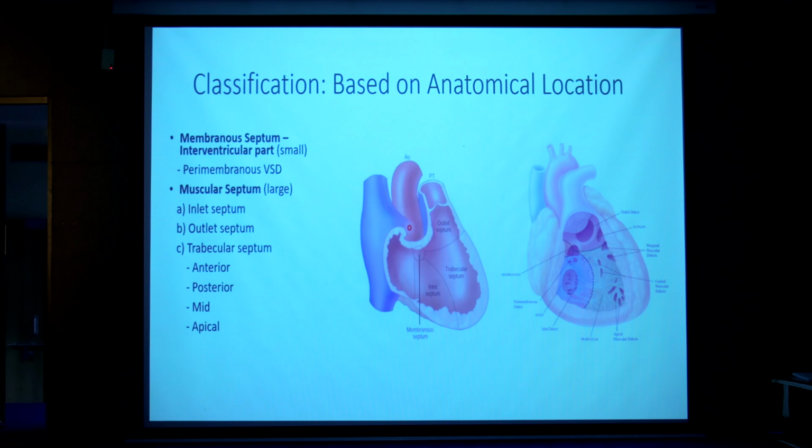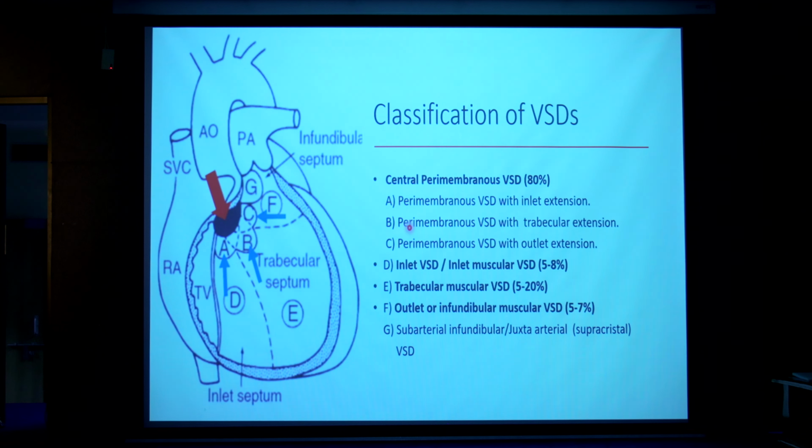Whereas the trabecular septum, again, you can divide into anterior, posterior, apical, and mid-septal. So these are the parts of the septum. You need to be clear to localize where exactly the VSD is. This illustration will tell you where exactly the location of the VSD is and what these borders are.